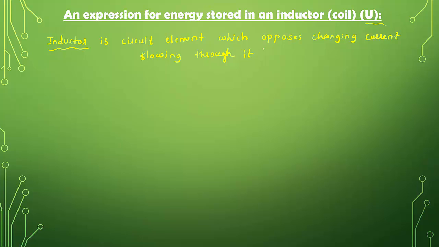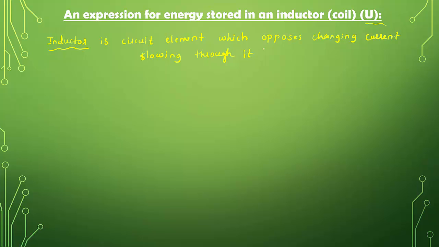we know that when the current changes, the magnetic field also changes. When the magnetic field changes, one more current is produced, and that current opposes the changing current in the same coil. Is it clear? What is an inductor? An inductor is a circuit element which opposes changing current flowing through it.